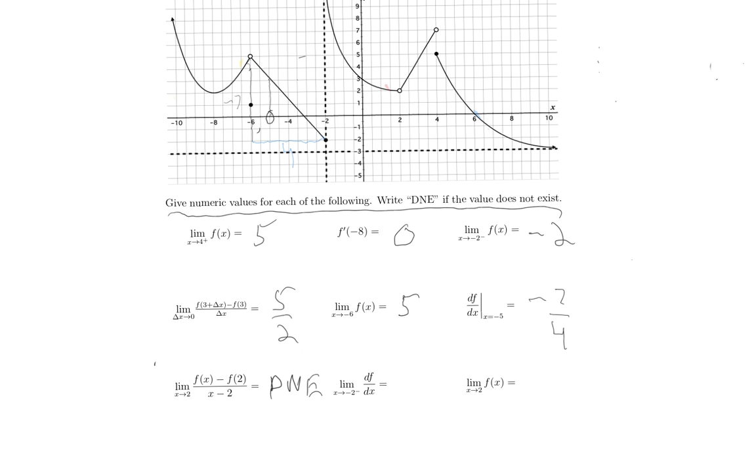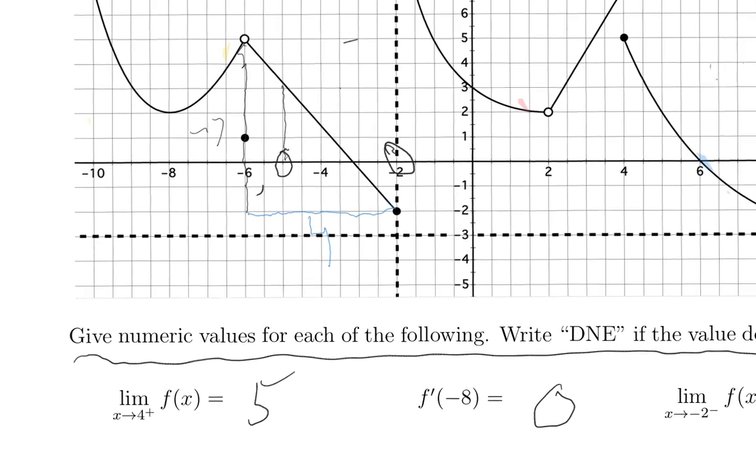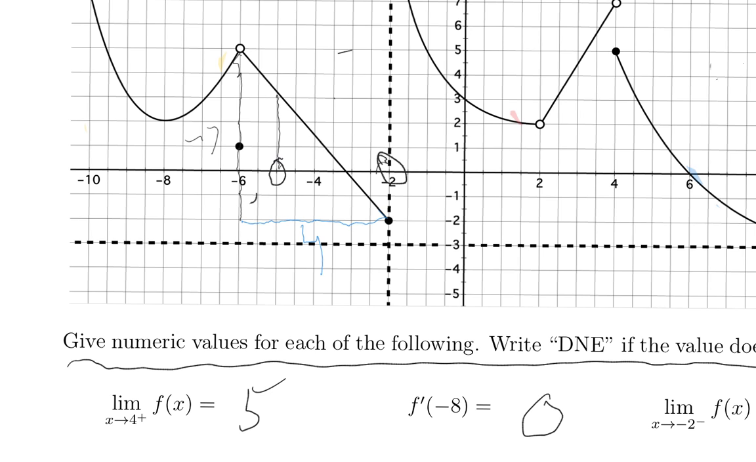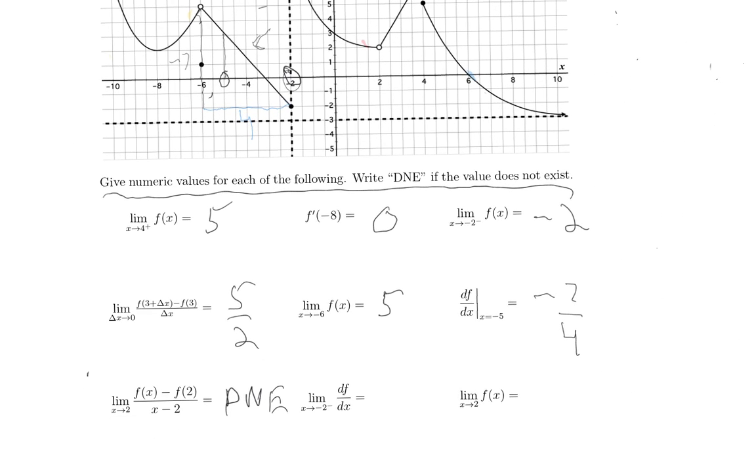Notice that the derivative as we approach this -2, let me zoom in for you. This -2 here from the left is going to be the same as the slope of this line here, which we have already calculated when we were doing the derivative at -5. Thus, all we need to do is just write in our answer of -7/4. Awesome.